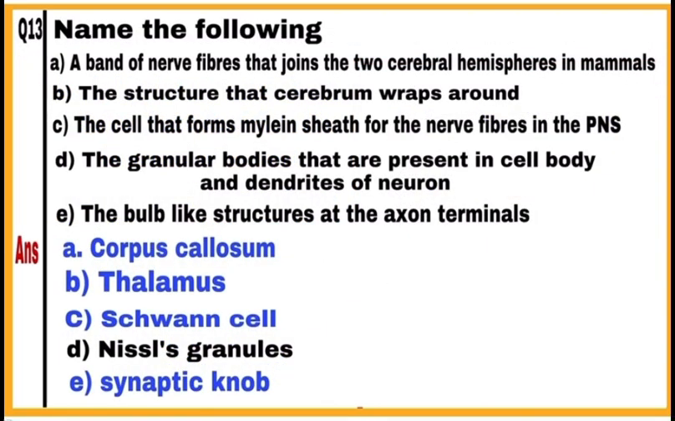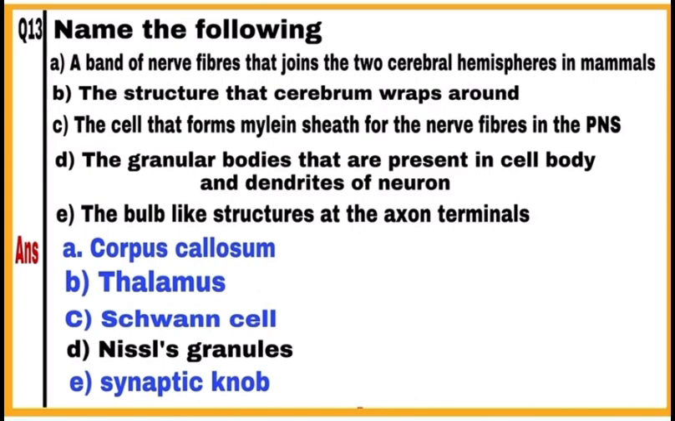Question number 13. Name the following. A. A band of nerve fibers that join the 2 cerebral hemispheres in mammals. It is corpus callosum, which joins 2 cerebral hemispheres. B. The structure that cerebrum wraps around. Cerebrum wraps around thalamus, which is a major coordinating center for sensory and motor signaling.